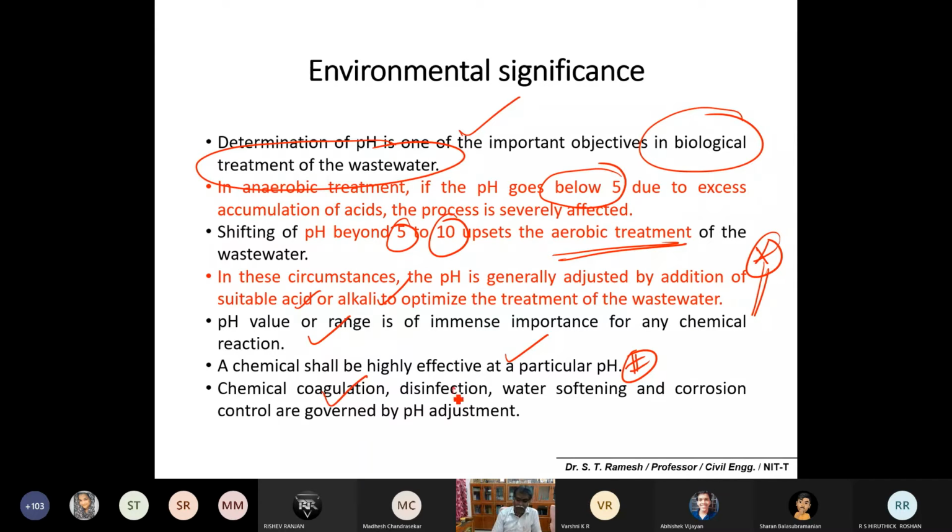Last semester you studied disinfection of water by bleaching powder or chlorine chemicals, and water softening by addition of lime and soda ash. Corrosion control is also governed by pH adjustment. Please make a note on this. What I mentioned already is important with aerobic treatment and anaerobic treatment, and we quantify the chemicals. You need an approximate range, and certain chemicals are highly effective with a particular pH range. Chemical coagulation, disinfection, water softening, and corrosion control are governed by pH adjustment.